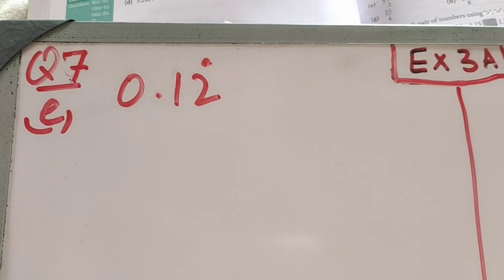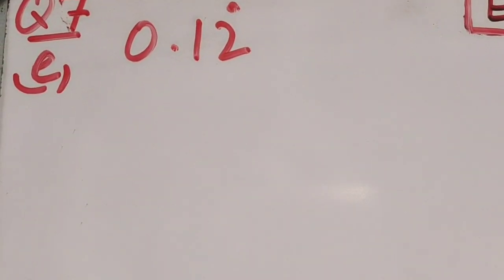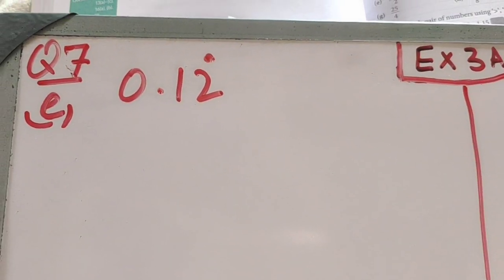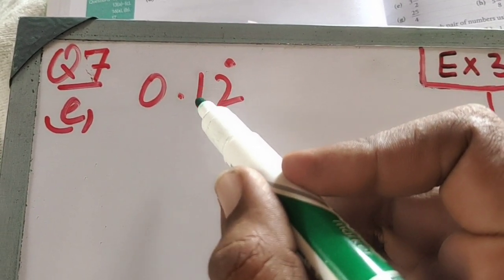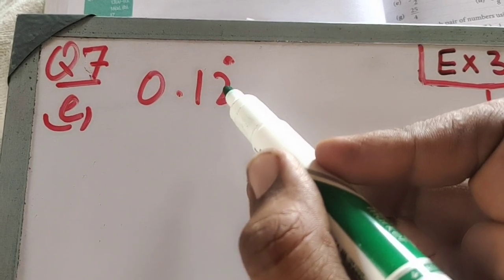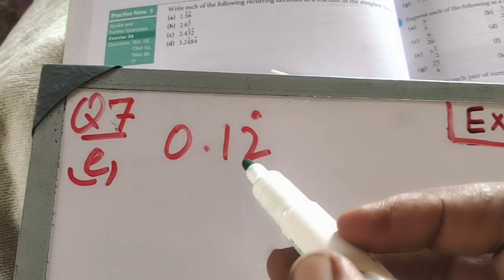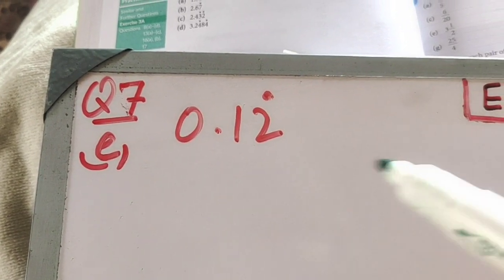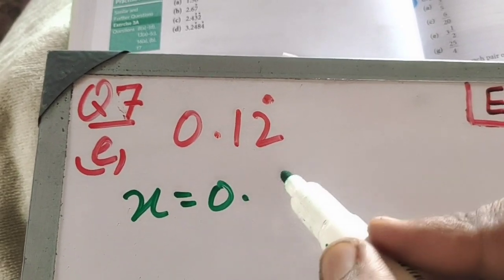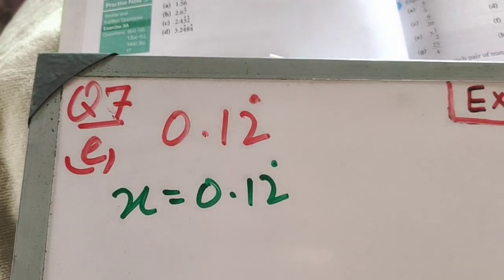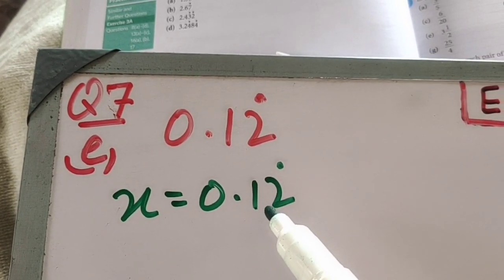So students, we have done parts A and B in the last video, and now this is a bit different because the first number in this recurring decimal is not repeating and the second number is repeating. So we have one additional step in this question. So listen very carefully and try to understand. It's the same. We start with x is equal to 0.12 dot. Now students, we will multiply with 10 or 100 or 1000.